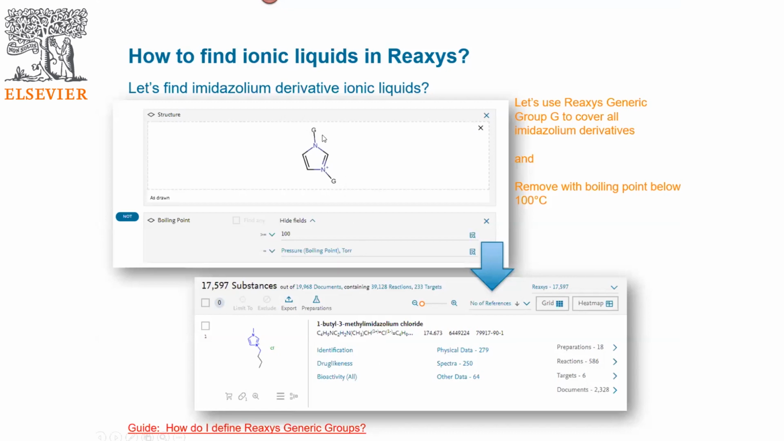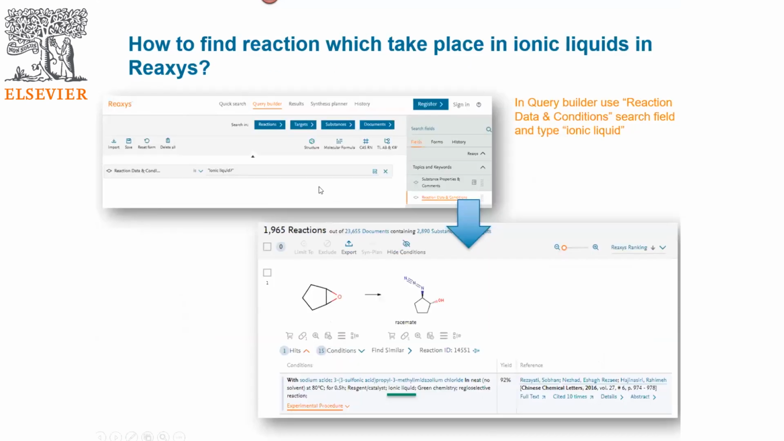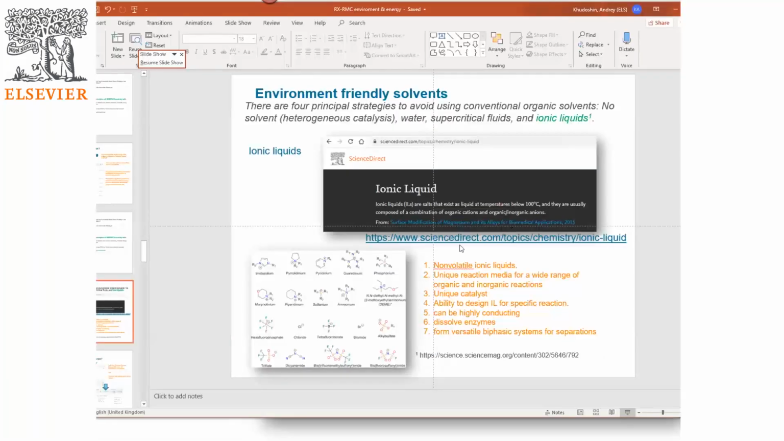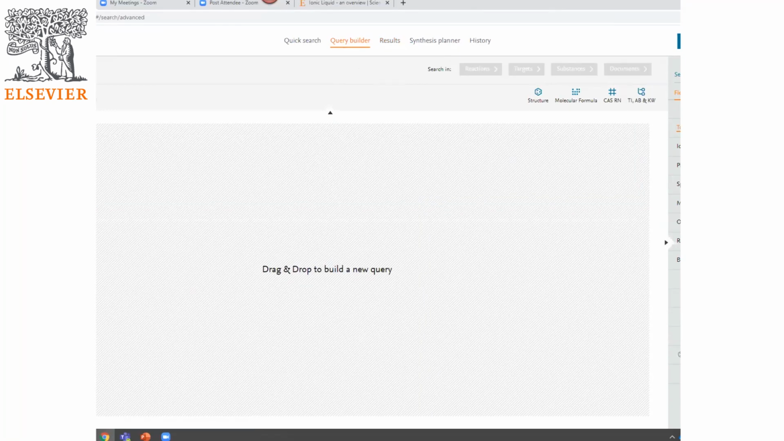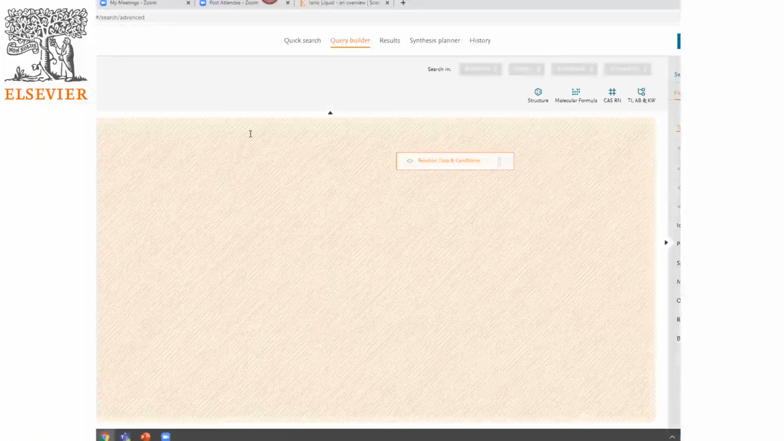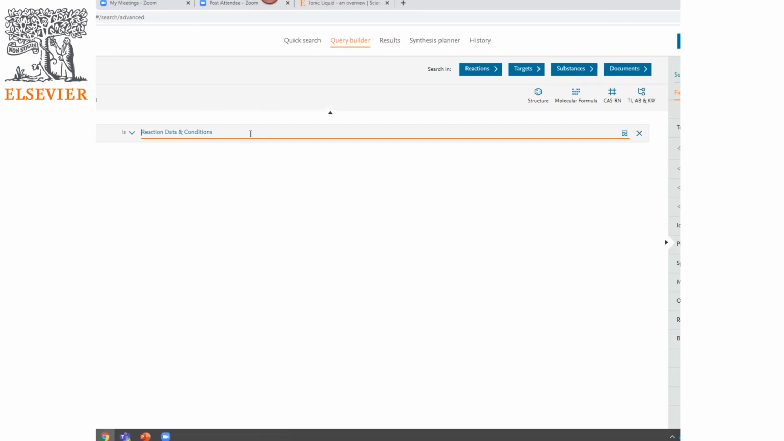What do they mean, this G atom and other atoms? So it may be interesting for you. And also, as ionic liquids are used not by themselves but as a medium, in Reaxys you can find all reactions which are carried out in ionic liquids. What you need to do for this end is to use a specific searchable field. Over there, topics and keywords, there is reaction data and condition. And you can type here whatever you are interested in. For example, ionic liquid.